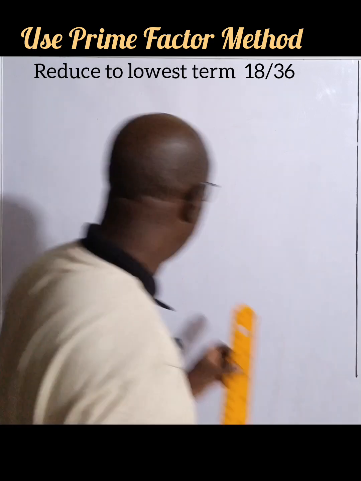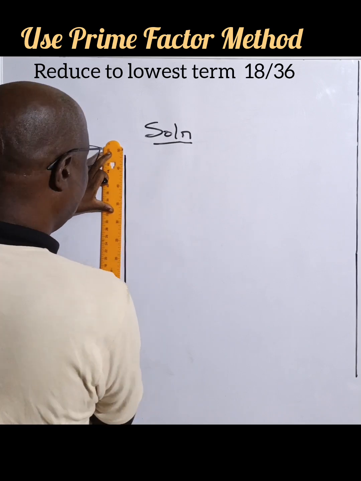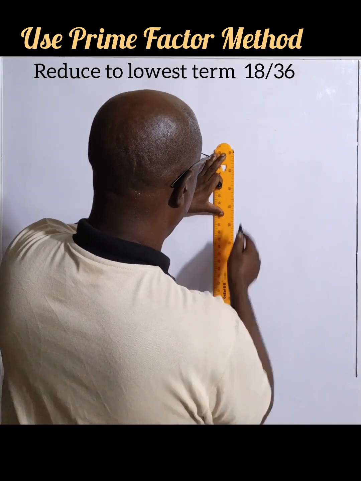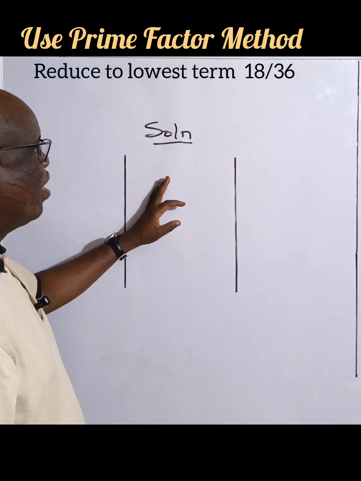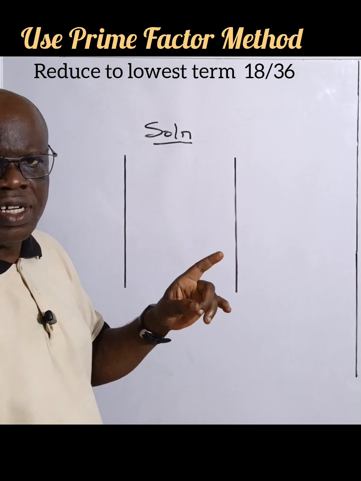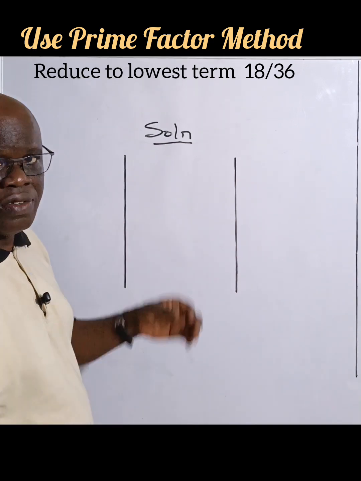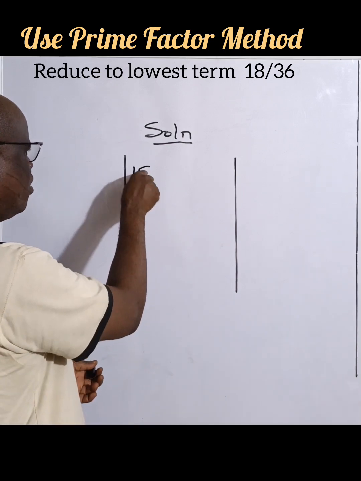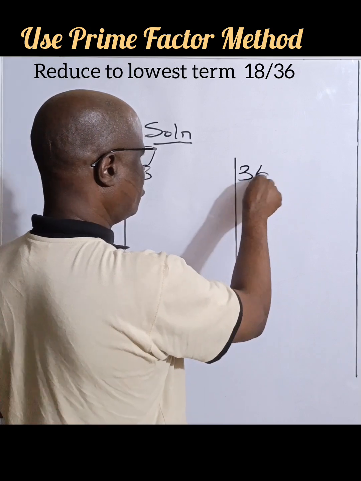The first thing you will do is draw a line. Let's draw 2. I've drawn 2 because I have a number in the numerator and another number in the denominator. The number I have in the numerator is 18. The one I have in the denominator is 36.